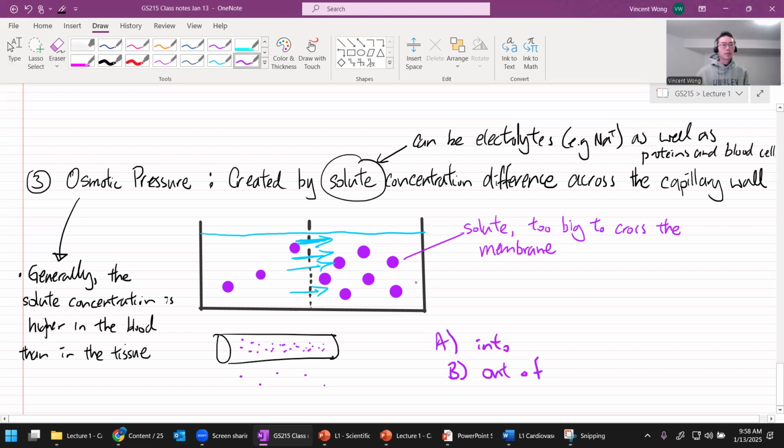Excuse me, sir. Can you repeat the question, please? Sure. So I'm saying generally speaking, the solute concentration is higher inside the blood, in the capillaries. Okay, so that's what these purple dots are compared to the outside. So based on this information, do you expect fluid to be entering the capillary, going into it, or leaving it? A or B? That's the question. Okay. Anyone else?